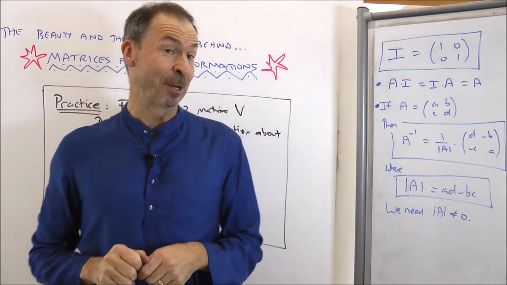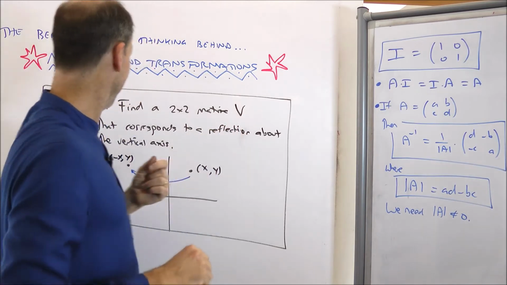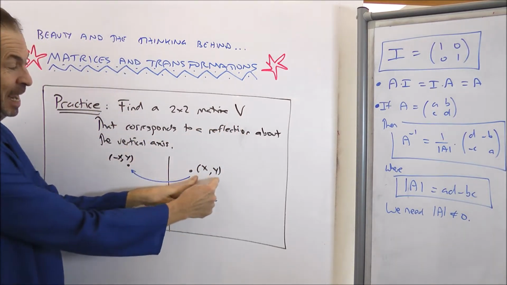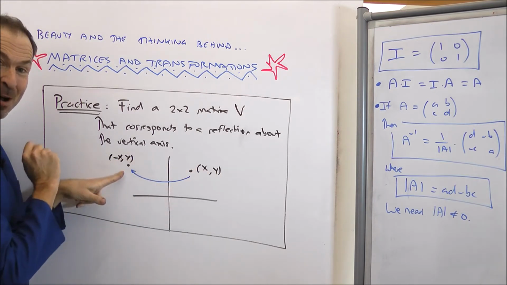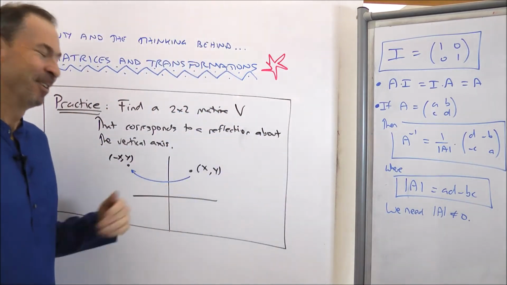Okay, here's a question for you. Find a 2 by 2 matrix V, V for vertical, that corresponds to a reflection about the vertical axis. That is, one that takes a point x, y and moves it to negative x, y. What 2 by 2 matrix has that geometric effect? Write one down.